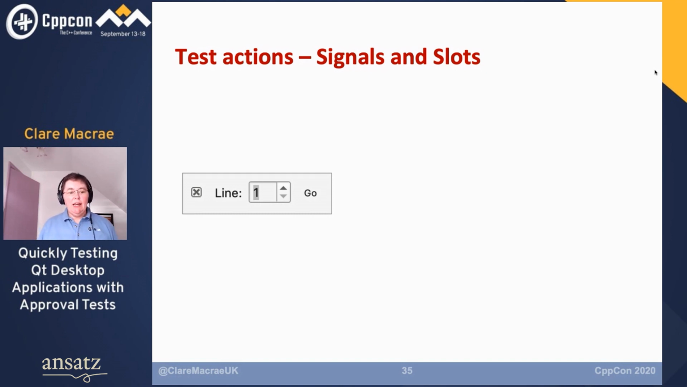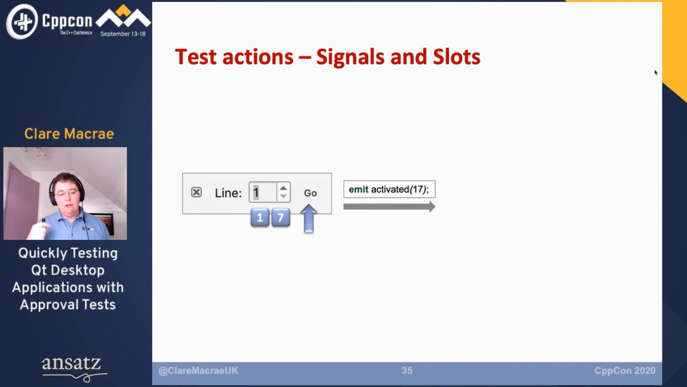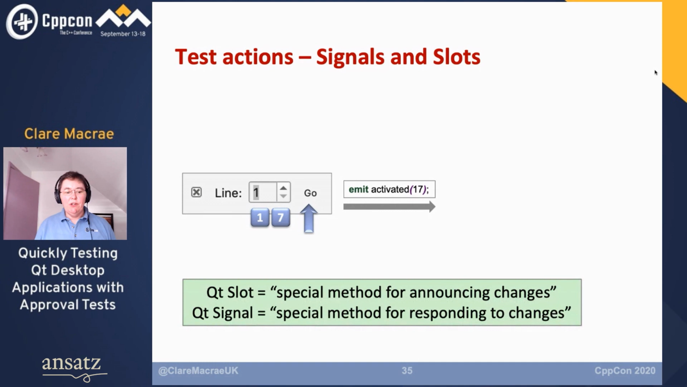So what we're going to test is we're going to simulate the user typing a 1 and then a 7 into the spinner text box and then clicking on go. And then what should happen is that custom widget should emit the signal activated and say that it's requesting a change for anyone else who's listening, and the value is 17. There isn't time to go into Qt signals and slots in any detail, but a very simple explanation you can think of.